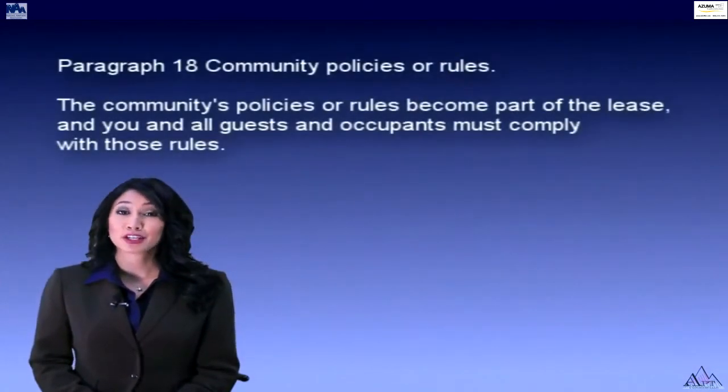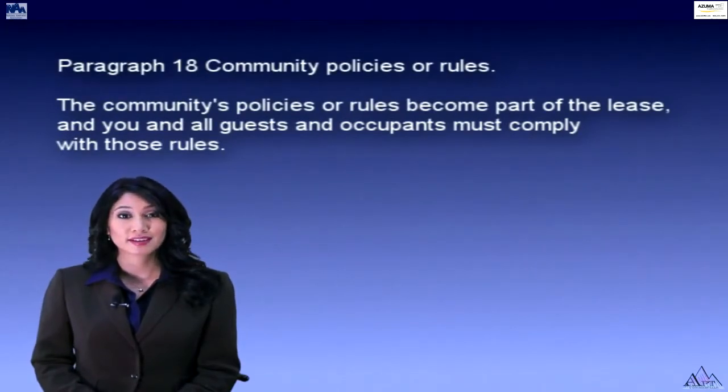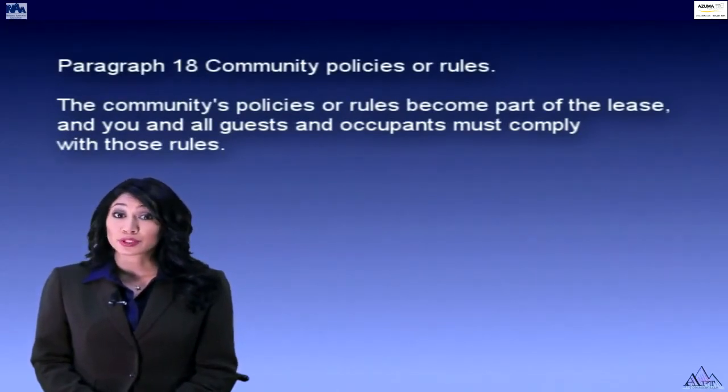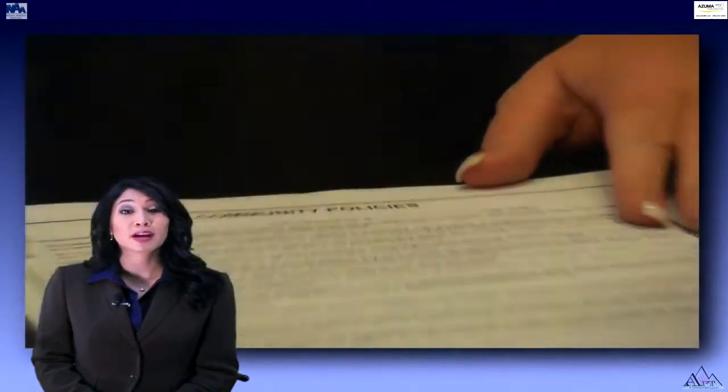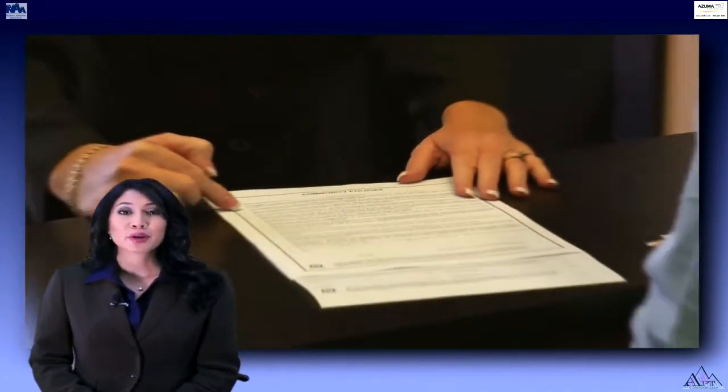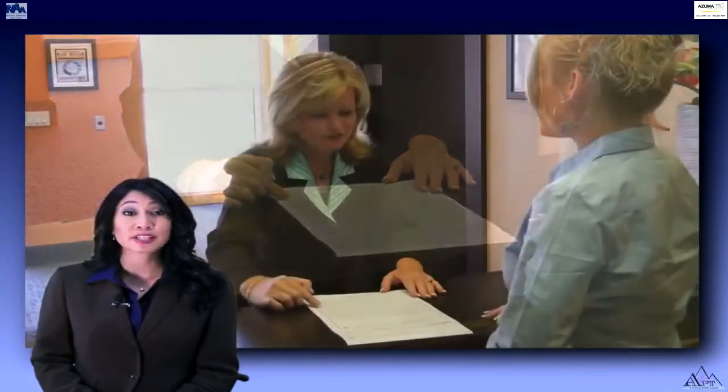Paragraph 18, community policies or rules. The community's policies or rules become part of the lease, and you and all guests and occupants must comply with those rules. Property owners can make reasonable changes to written community rules if the changes are distributed and apply to all units and do not affect dollar amounts included on page 1 of the lease.